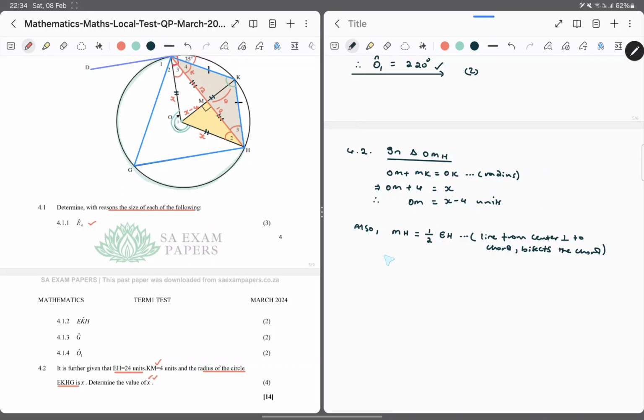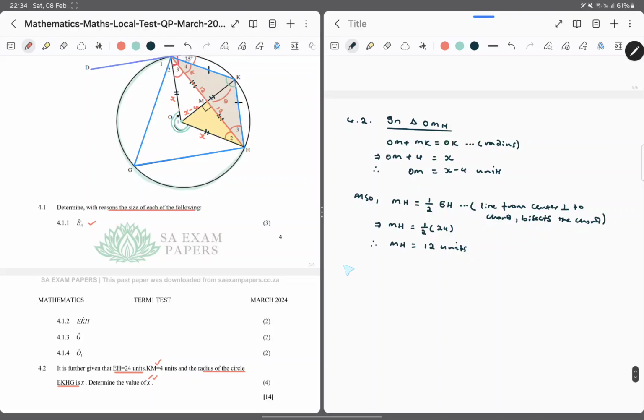So what does this mean? This also implies that MH is a half of 24. Therefore, MH is going to be equal to 12 units. Another intermediate answer. Can you see, guys, the method is important. The method is important. We can now answer the question.